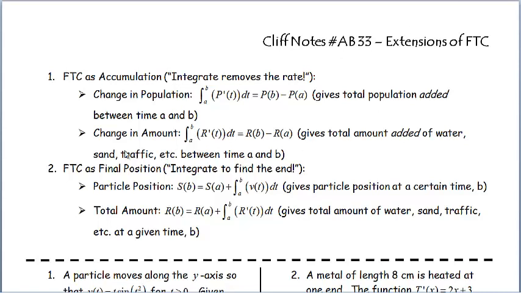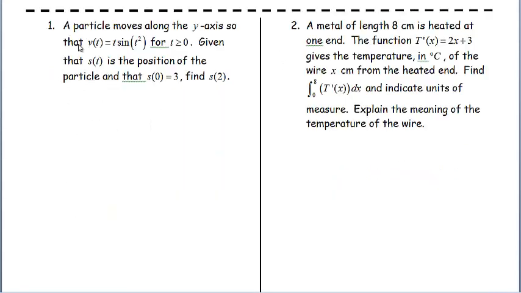All right, so let's look at a couple examples that involve these formulas. We have this little particle, and he's moving along the y-axis. So I guess that means he's just either going up or down, and we have the velocity equation for time values greater than or equal to zero.